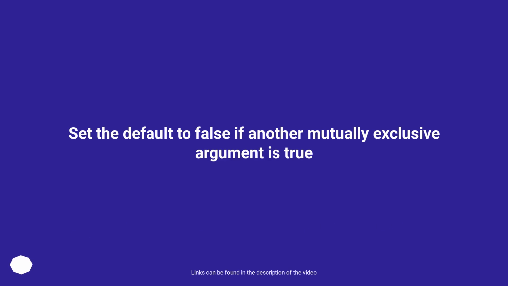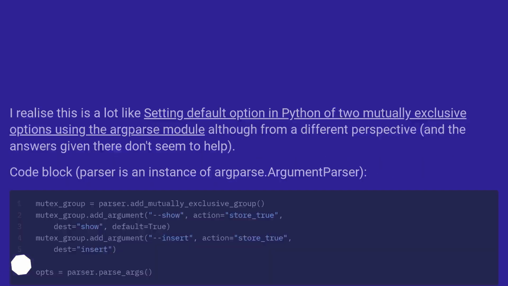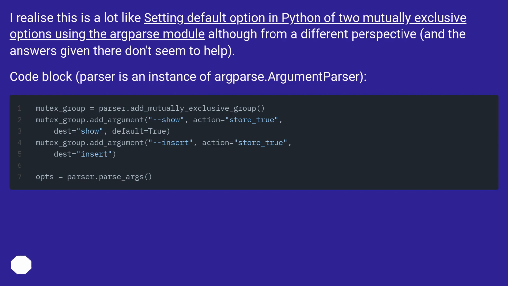Set the default to false if another mutually exclusive argument is true. I realize this is a lot like setting default option in Python of two mutually exclusive options using the argparse module, although from a different perspective, and the answers given there don't seem to help. Code block parser is an instance of argparse.ArgumentParser.